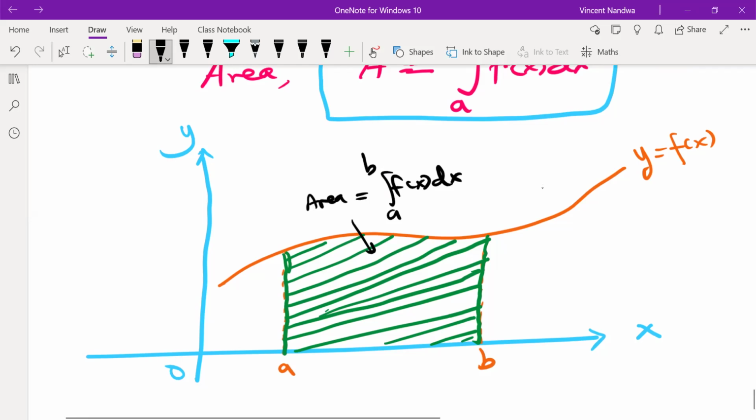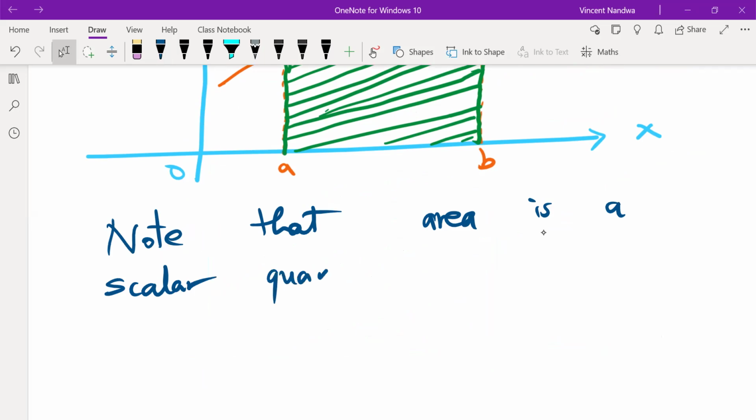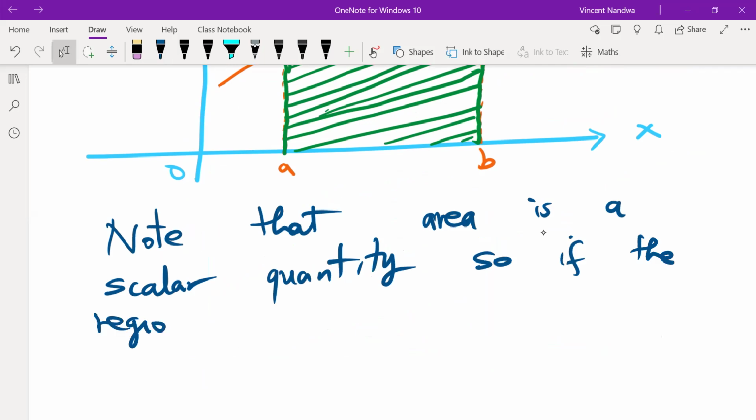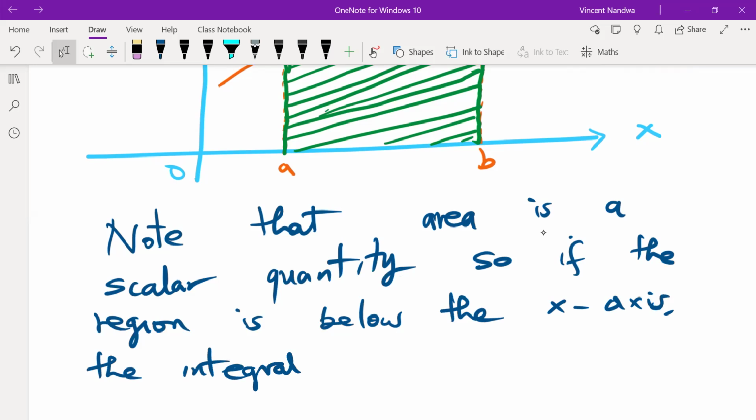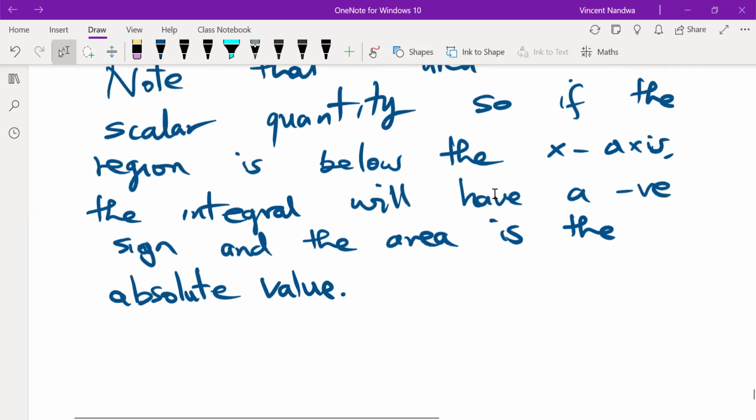So note that area is a scalar quantity. So if the region is below the x-axis, the integral will have a negative sign, and the area is the absolute value. So let me demonstrate this in an example.